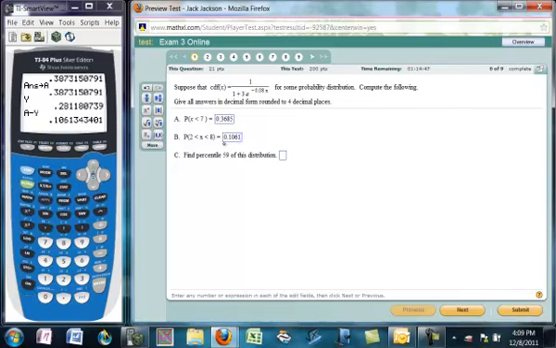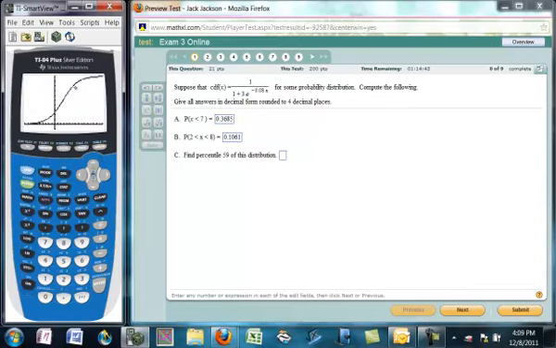Find the 59th percentile. What we're doing is we want the y value to be 59. In other words, we want an x value so that 59%, or 0.59, is the probability that x is less than or equal to that. So we've got the y value, and we want to find an x.